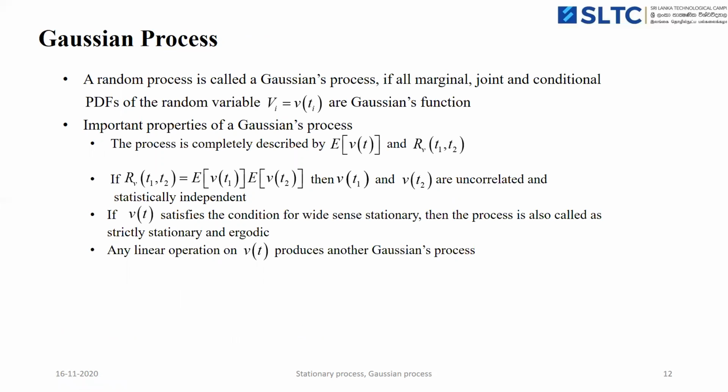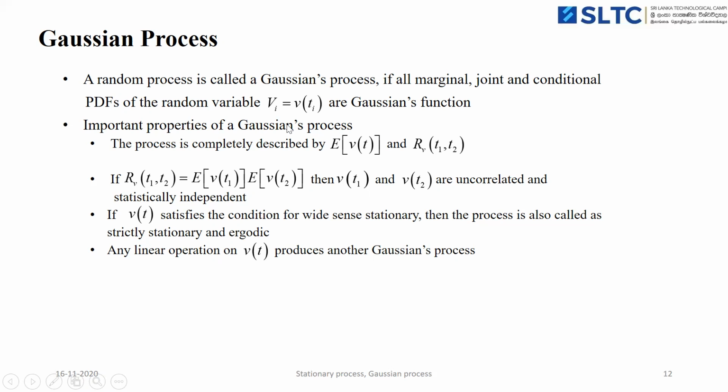Then the next topic, Gaussian random process. Most of the received signals in a communication system, we use this Gaussian random process to get some statistical information of the received signal, like the mean and the variance of the received signal, right? So the random process is called a Gaussian process if all marginal, joint, and conditional PDFs of the random variable are Gaussian functions. So this is the condition for a random process to be a Gaussian random process.